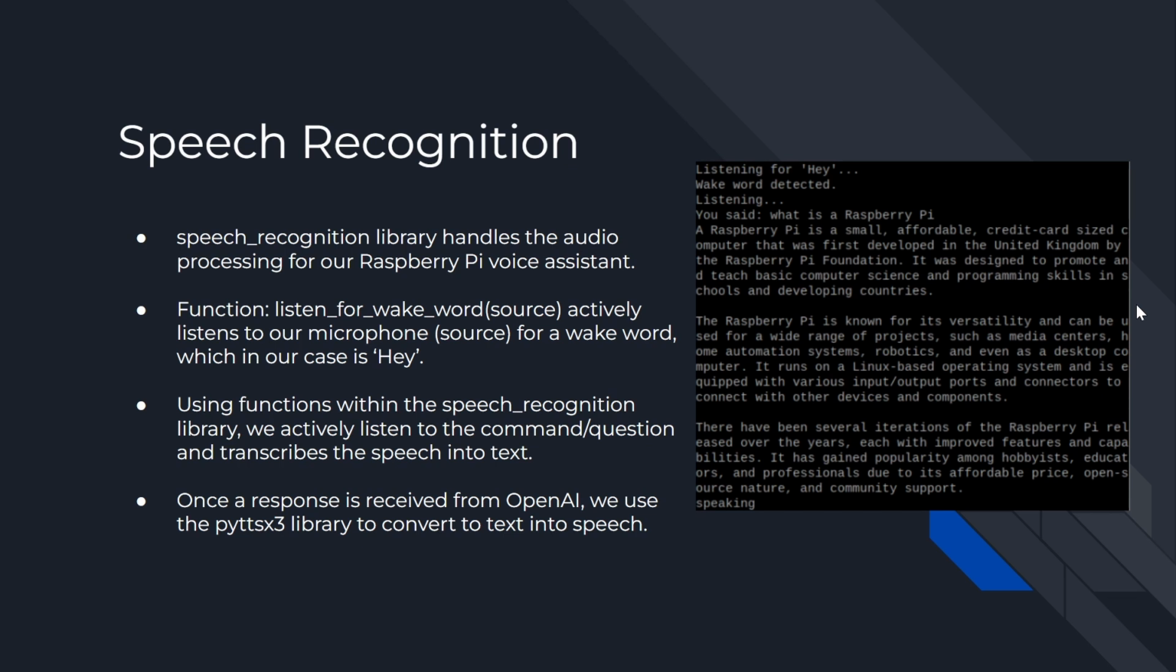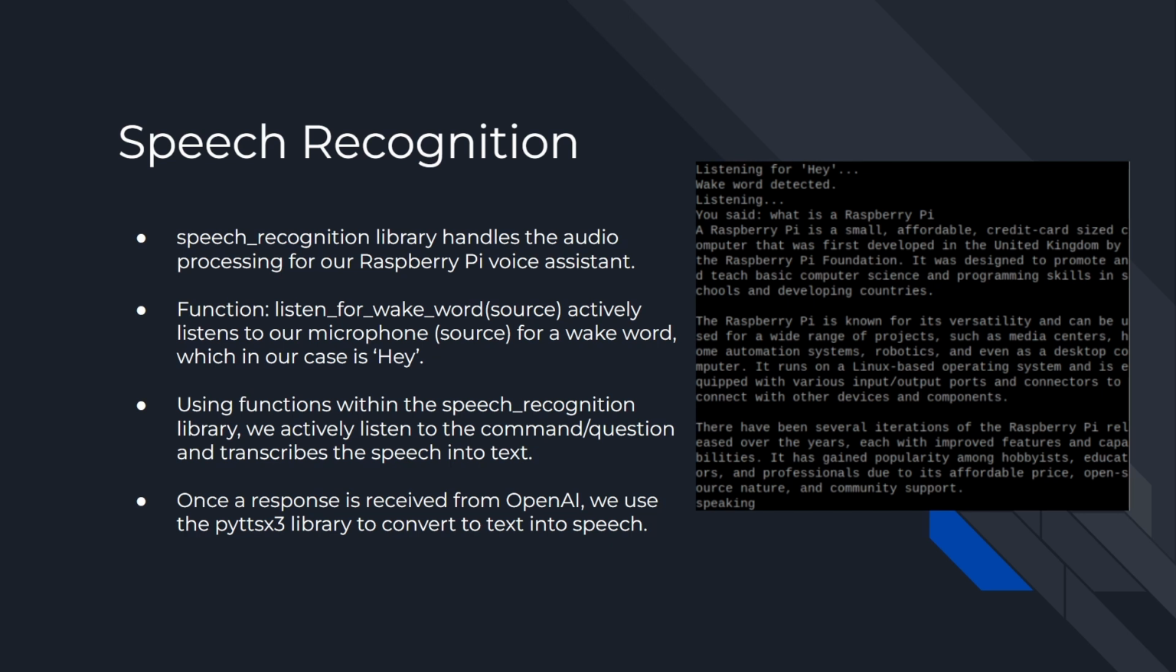So our Python script uses the speech recognition library to handle the audio processing for the Raspberry Pi voice assistant. We have a function called listen for wake word, and it takes in a source, and it actively listens to our microphone, which is the source, for a wake word. And in our project, the wake word is hey. And you can see in the photo to the right, it says listening for hey.